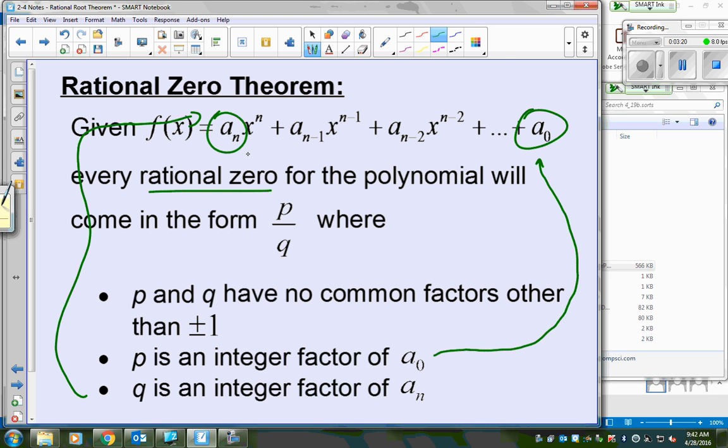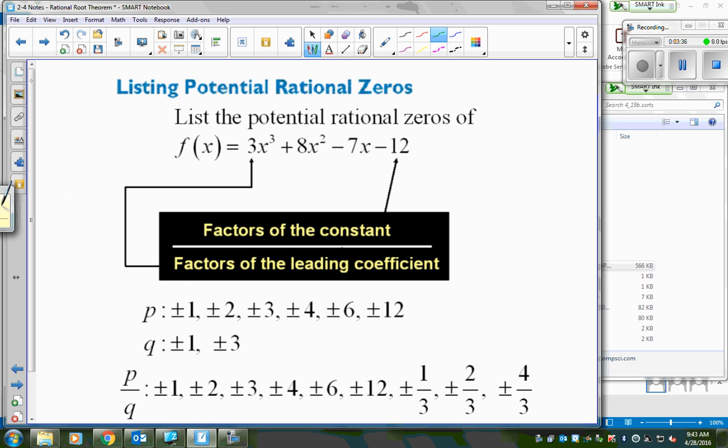In our example, all the numerators are factors of the 3, the constant, and all the denominators are factors of the 2, the coefficient. And there are some conditions on here. P and Q can have no common factors. So that's our theorem.